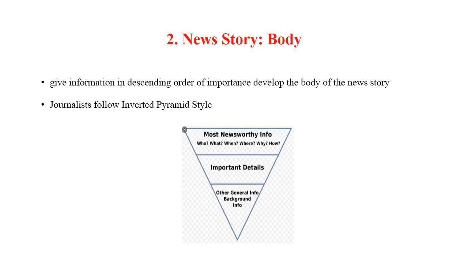Okay, part two, we discuss the body. First of all, we discussed the headline. Now we discuss the body. After collecting information, the journalist needs to develop it in the form of a story. So what would be the style? What would be the style in which he will develop his story?